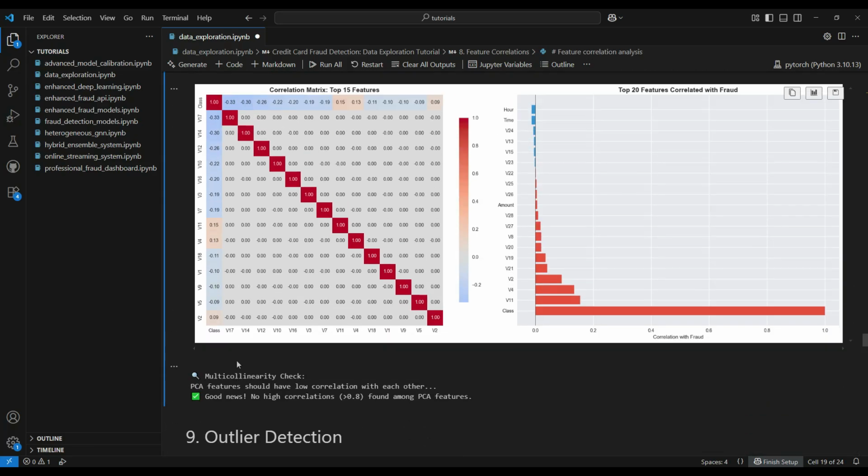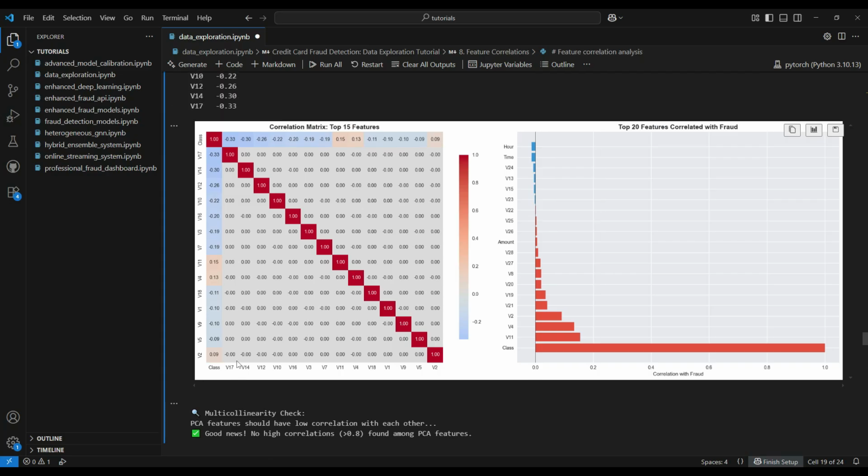PCA is designed to create independent features. So this confirms no high correlation between the features. They are independent, so it is good for modeling now.